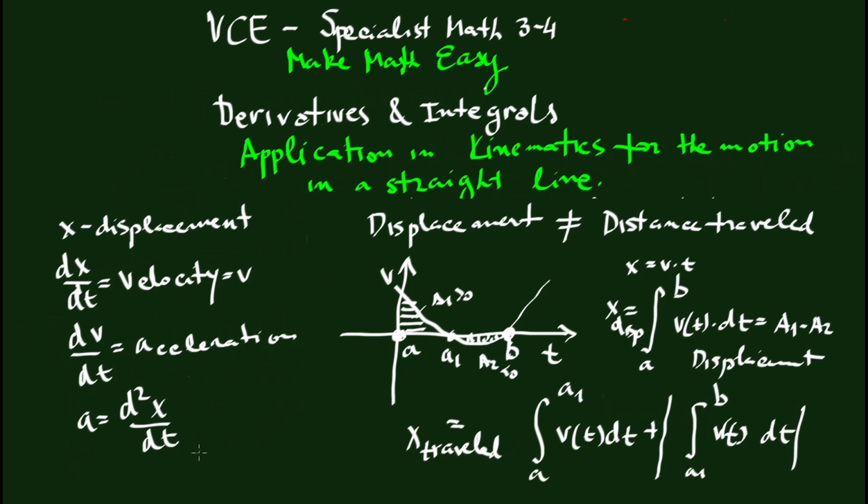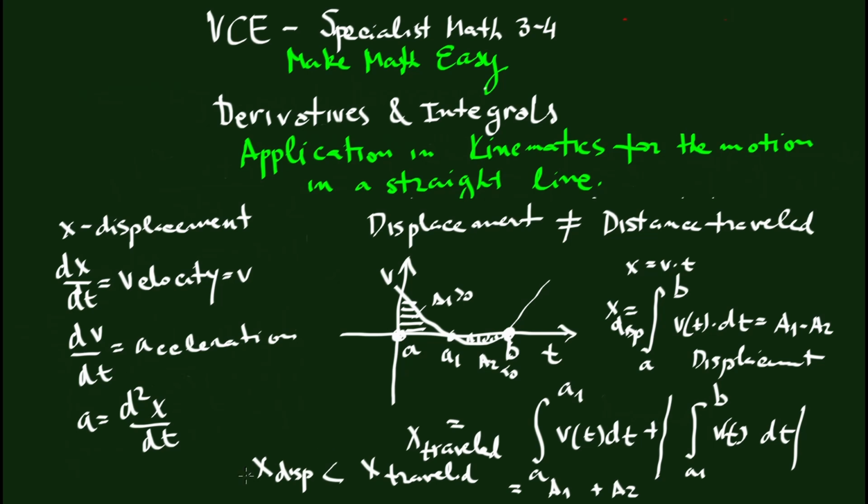Therefore, displacement is less than x traveled. So that means basically what we do is we take A1 and we add it to A2, if the A's represent positive numbers.